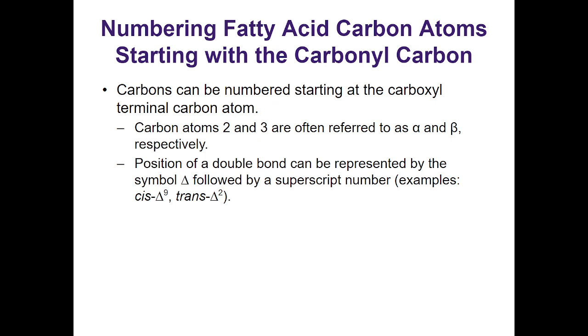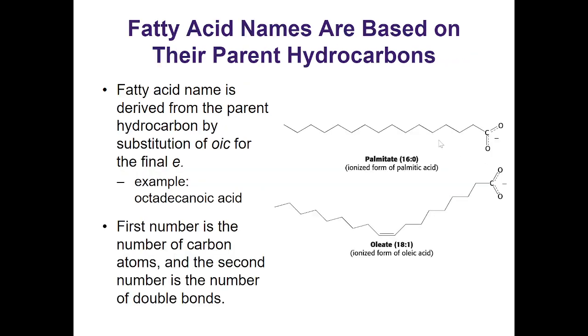So carbon can be numbered starting at the carboxyl terminal carbon atom. The carbon atoms 2 and 3 are often referred to as the alpha and beta, respectively. And again, that's this right here, right? 1, 2, 3, alpha, beta. Everybody remember that from organic chemistry? Fantastic.